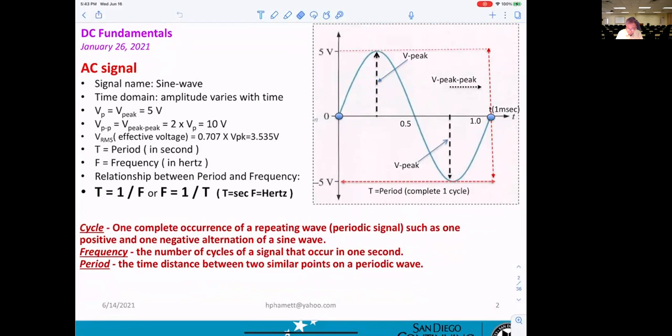Also, the basic definitions, you have to read over and over. A cycle is one complete occurrence of a repeating wave. One positive and one negative is an alternation of the sine wave. Frequency is the number of cycles of a signal that occur in 1 second. Period is the time distance between two similar points on the periodic wave.